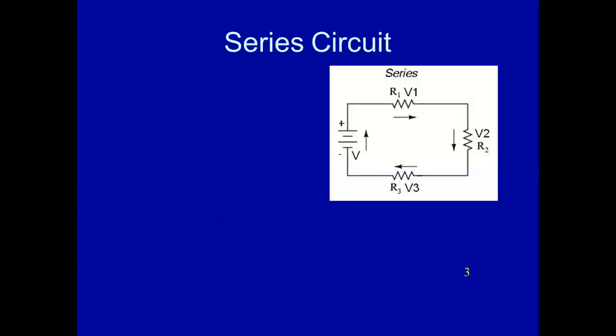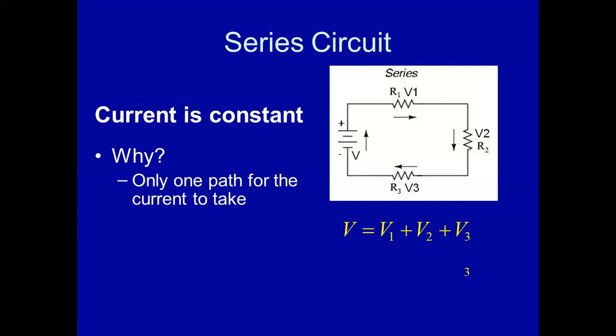Okay, so we have two types of circuits. The first one is your series circuit. For series circuits, the current is held constant. This is because there is only one path for the current to take. But the total voltage is equal to the summation of the individual voltages.